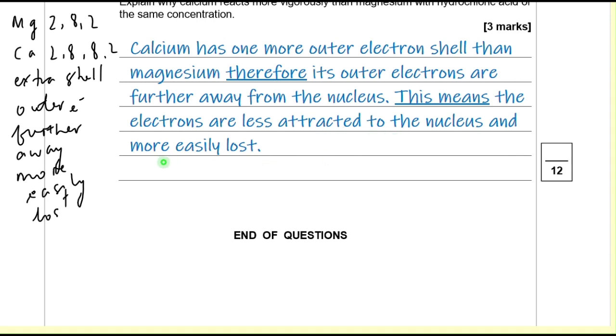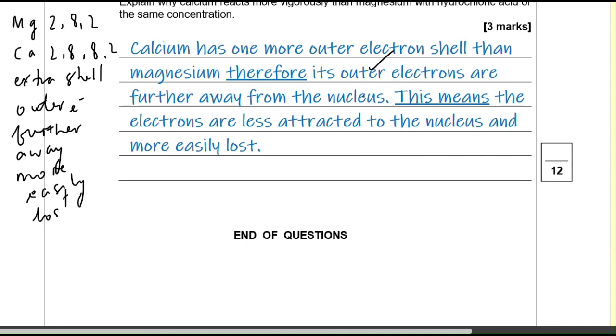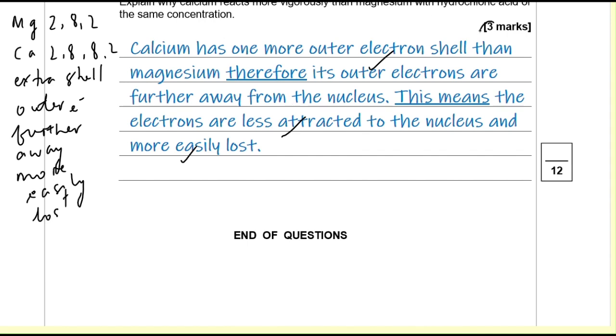Notice the underlinings are those connecting words that get us the explain marks. 1 mark for saying that the electrons are further away, 1 mark for saying they're less attracted, and a 3rd mark for saying that they are more easily lost.